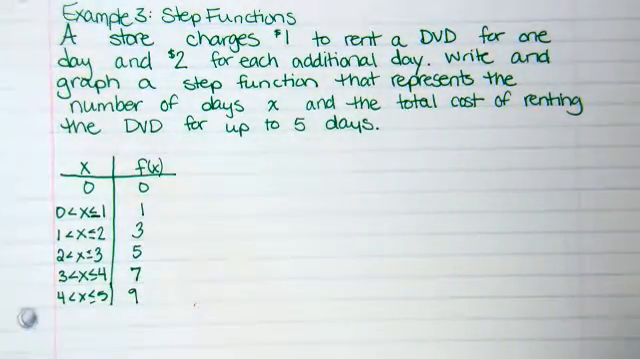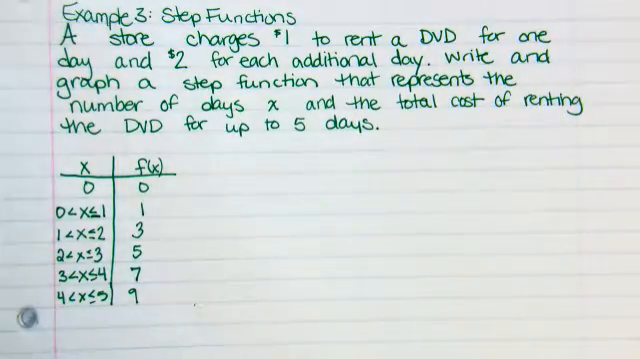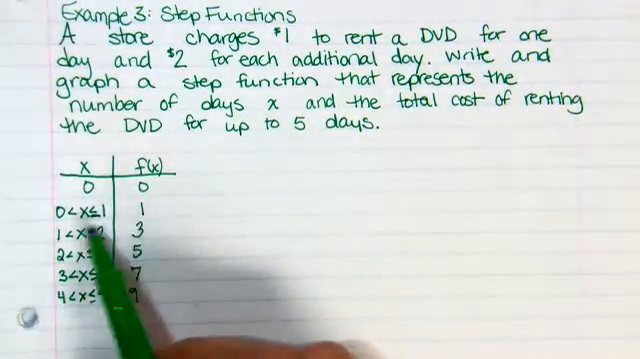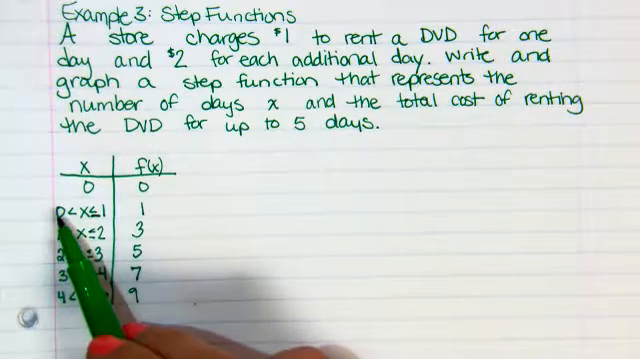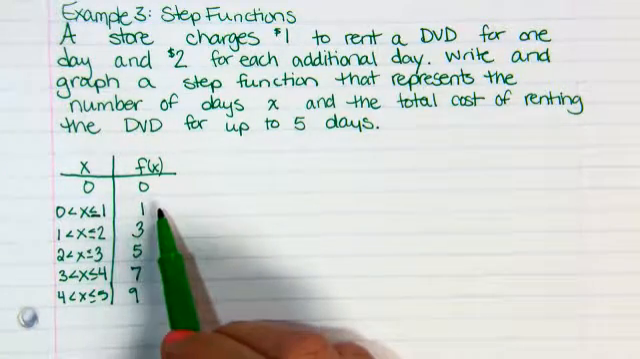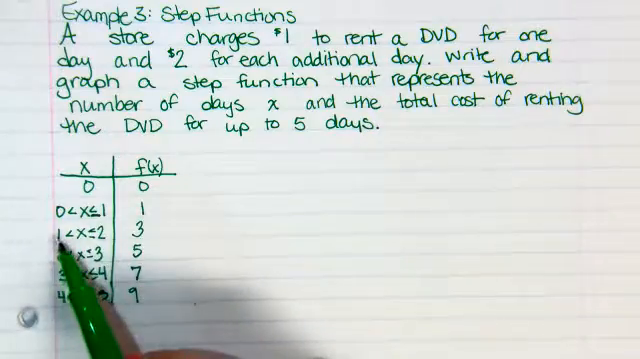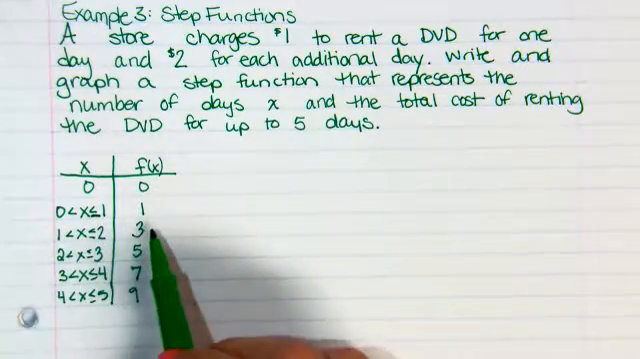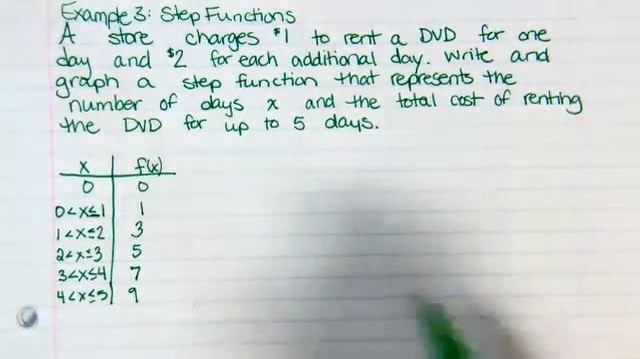A lot of times car rentals work the same way. If you rent a car and it's $25 a day, it doesn't matter if you rented it for 1 day and 1 hour or 1 day and 23 hours. You pay for 2 full days of renting it. So same situation here. So you can see we have our intervals. Between 0 and 1 full day, it's only going to cost $1. Between 1 full day and 2 full days, we pay $3, etc.